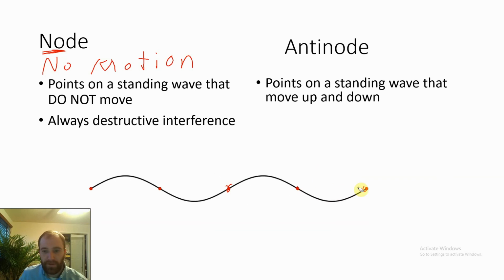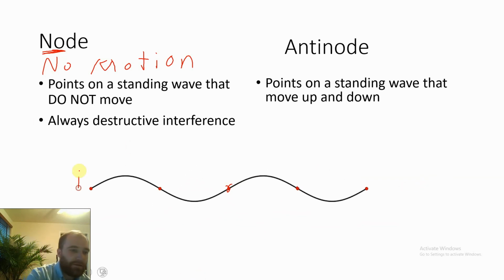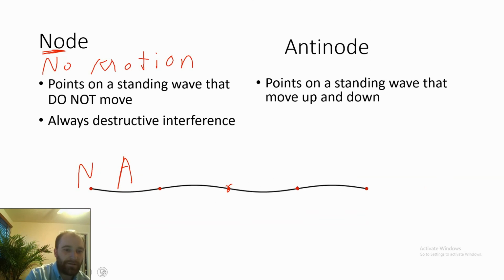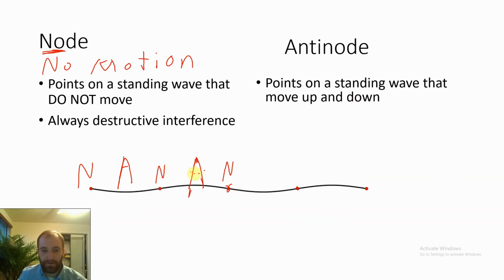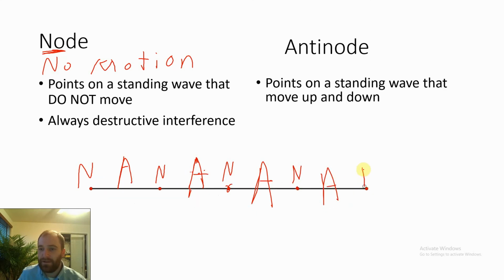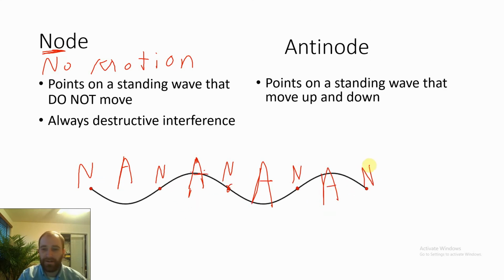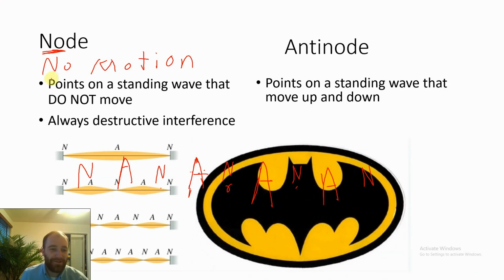So here, if we're writing it out, we've got a node, an antinode, a node, an antinode, a node, an antinode, a node, and then another antinode, and then another node. So it's always going to form this Batman sort of pattern of node, antinode, node, antinode, node, antinode. Always kind of alternating.